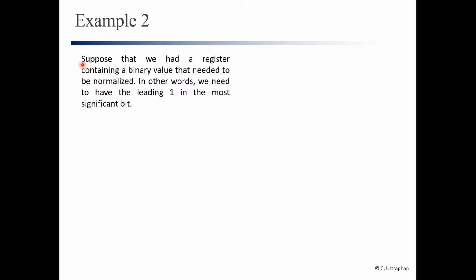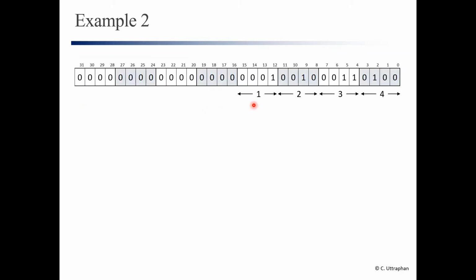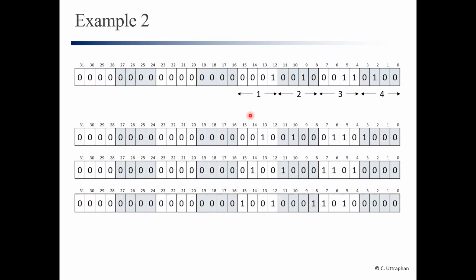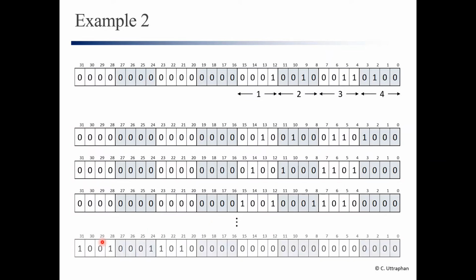Let's look at example number 2. Suppose that we have a register containing a binary value that needs to be normalized. In other words, we need to have the leading one in the most significant bit. Here is how the process works. If we have a 32-bit hex number in a register, for example hex 1234, like this, then we need to do the logical shift left, until the most significant bit gets logic 1, like this. Then, we stop.